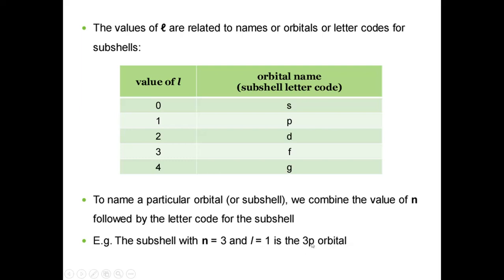So kamu kena pandai state lah kalau soalan tanya apakah subshell untuk N equal to 4 and L equal to 2. So jawapan dia adalah 4D. Sebab 4 tu N equal to 4. L equal to 2 tu kamu gantikan dengan D. So jawapan dia 4D orbital.